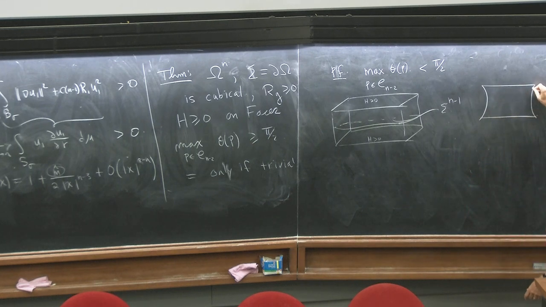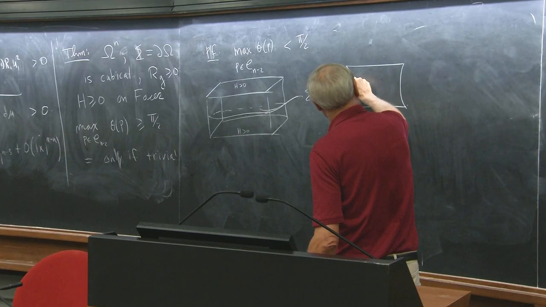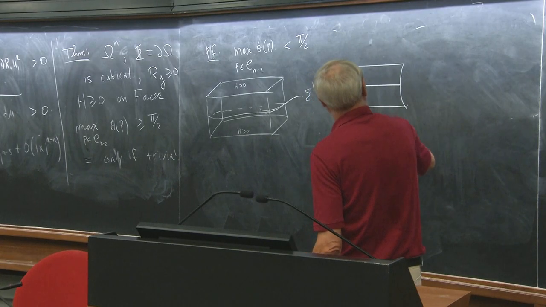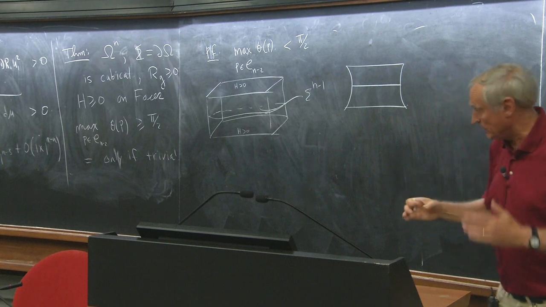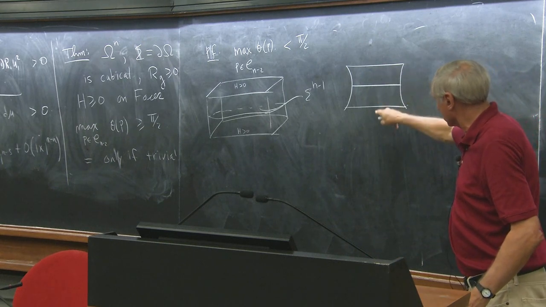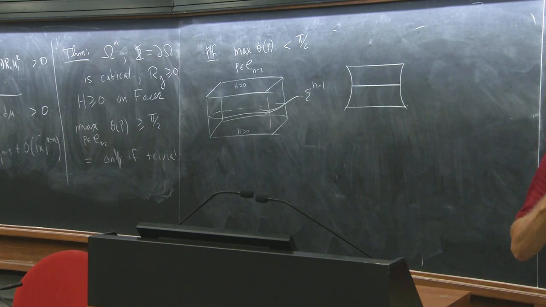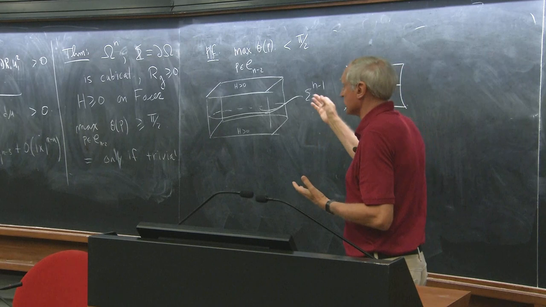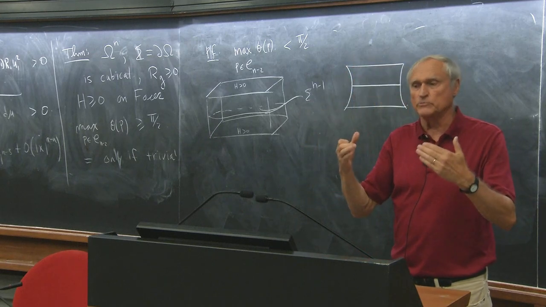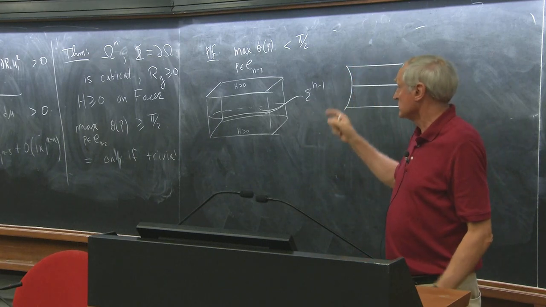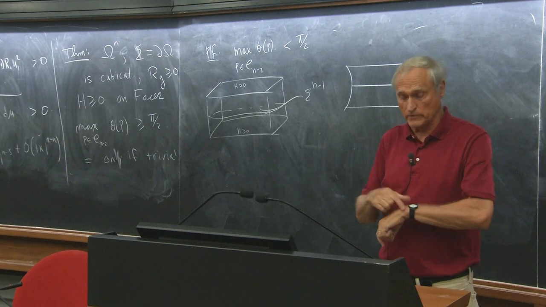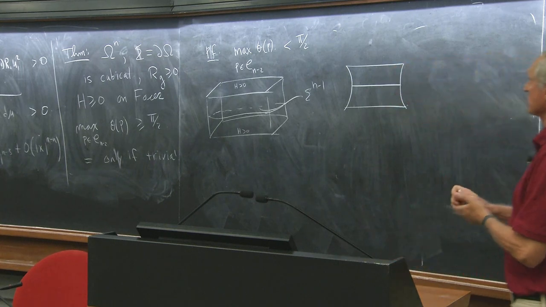Because the angle here is strictly smaller than pi over 2, I can construct this minimizing curve, and it won't hit the top or the bottom if these are convex inside and have angles smaller than pi over 2. So again, in n dimensions, we can do that. The only problem, of course, is that we always assume that n is at most 7, so that sigma is non-singular. Right? So it's a smooth hypersurface.